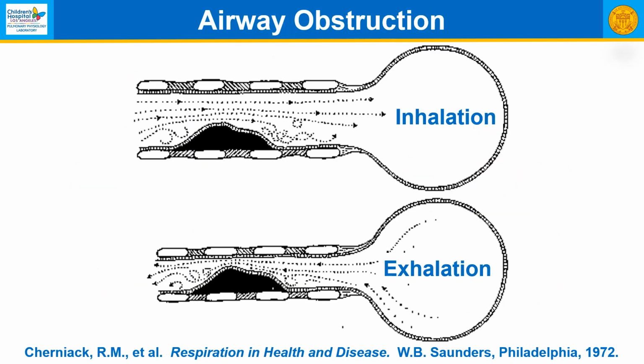This is shown here graphically. During inhalation, if you have some obstruction here, air can get by relatively easily, but when you exhale, the airway is smaller, and there's less room for airflow to occur. So again, this is primarily an expiratory phenomenon.